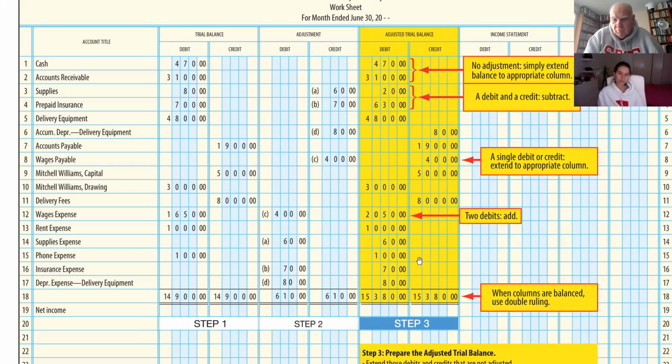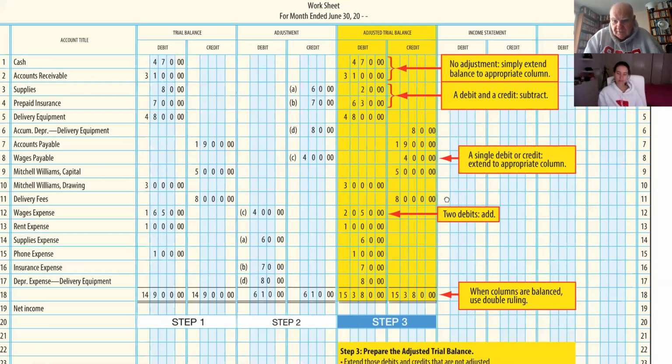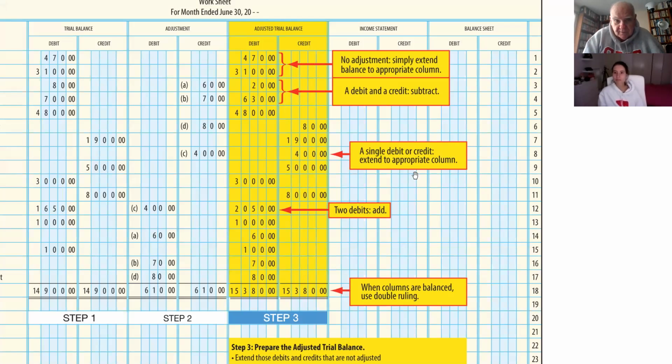Do you feel comfortable with what we're doing to get these last 2 columns here? Not too tough. Let's see what it says here. Yeah, if no adjustment, you just bring it over. And if it's a debit or credit, you work with it, huh?